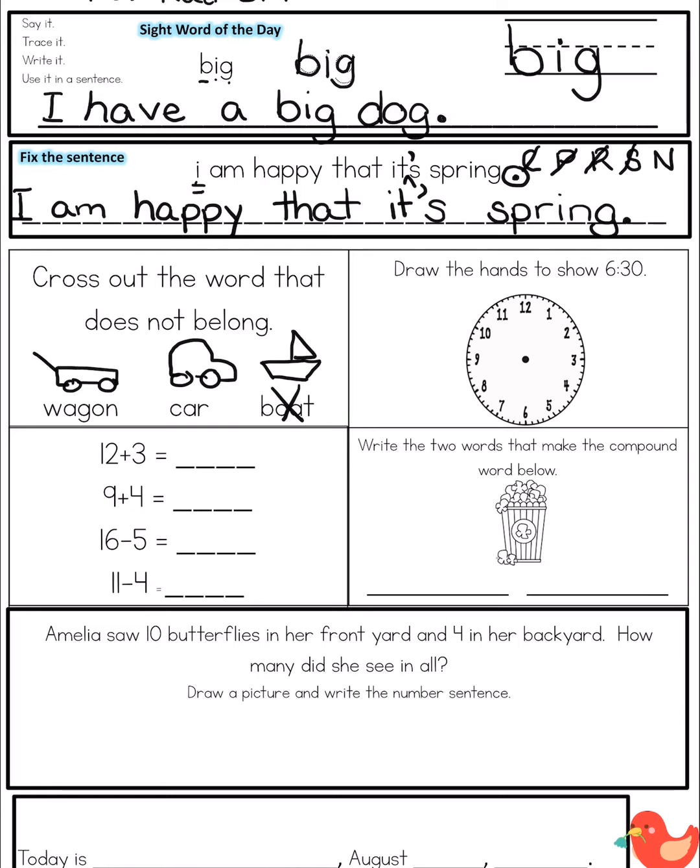Okay, I need to draw the hands to show 6:30. The short hand is my shorthand. It moves very, very slowly. And I know that it's touched the 6, so I'm going to put it right between the 6 and the 7. And it's my shorthand.